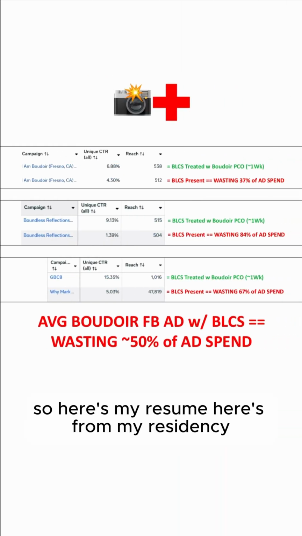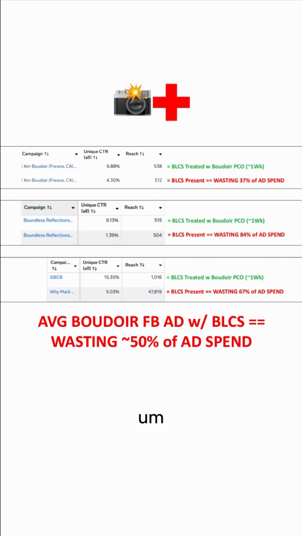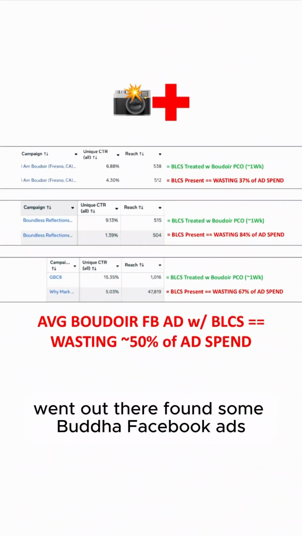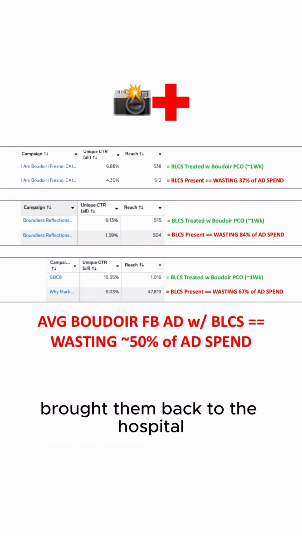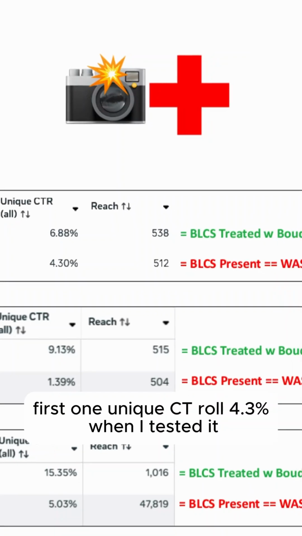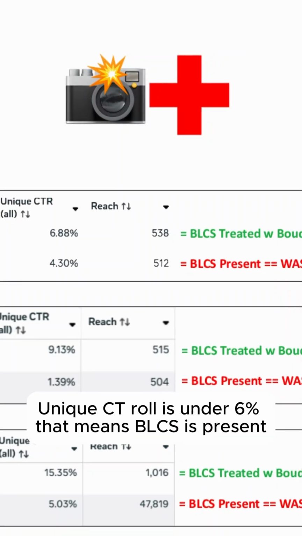So here's my resume. Here's from my residency. Went out there, found some Boudoir Facebook ads, brought them back to the hospital. First one, unique CTR all 4.3% when I tested it. All right, unique CTR all is under 6%. That means BLCS is present.